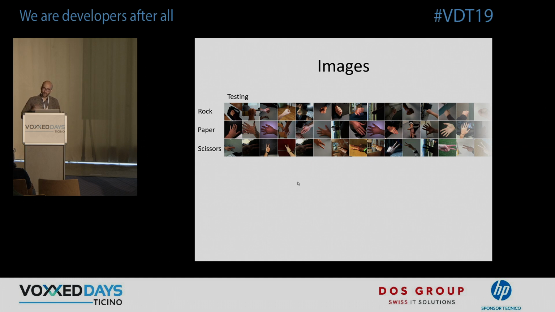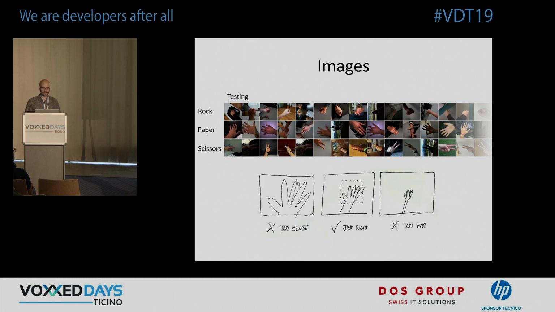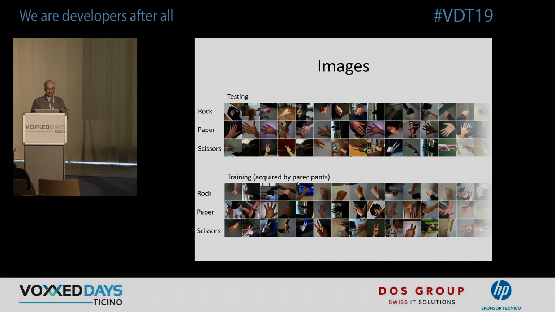So we go through the whole pipeline, starting from the image acquisition. We have to define that you shouldn't be too close or too far, but the image itself can be anything you want. You can have very bright backgrounds, different lighting conditions, different colors, and different orientations of your hand, and so on. So when you decide which images you want to operate on, people have to acquire training data.